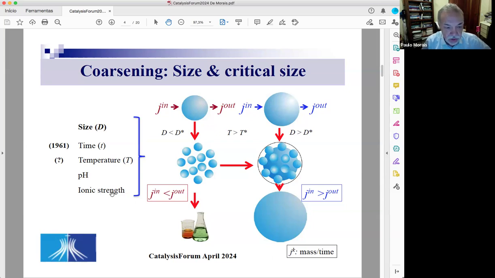And also it depends on the ionic strength. So how it depends on time. This process was solved in the early 60s, actually 1961, when two papers were published. How it depends on temperature is still an open question. And my point in this talk today is to address some comments about how it depends on the temperature.